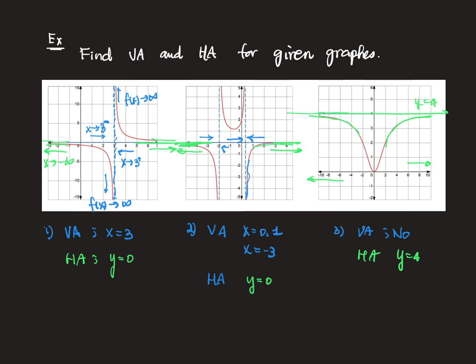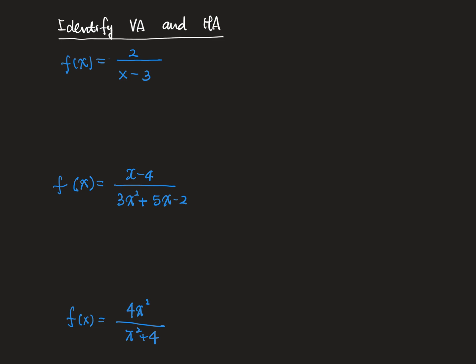That's y equals 4. That's how you find the vertical and horizontal asymptote lines from the graph. Next, how to find the vertical and horizontal asymptote lines from the function when it's given. Guys, look at this one. We're not sketching the graph yet. They give the function. How can we find the vertical asymptote line?